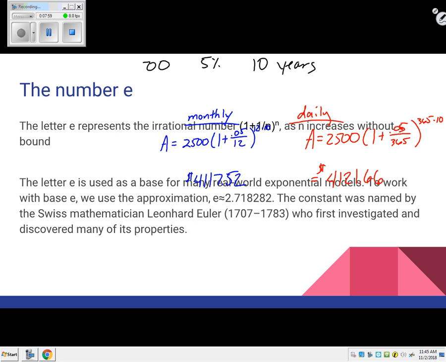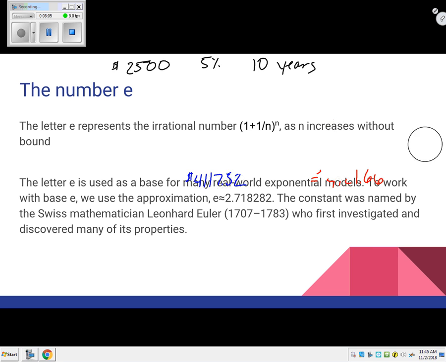Actually, I want to leave this up here. He came up with this number e, okay? And he said that the number e came from the fact that he put in such a high n right here for the number of times that something was being compounded. So much so he called it increasing without bounds. So n is kind of going to infinity on that.